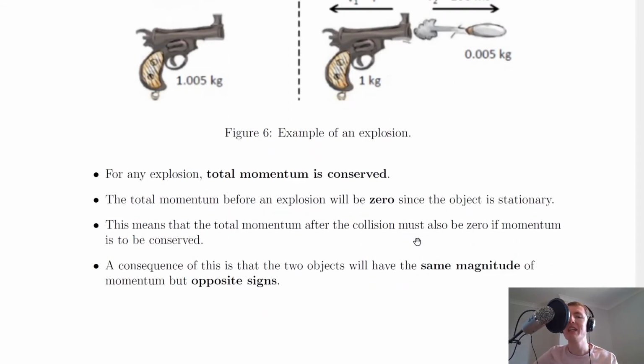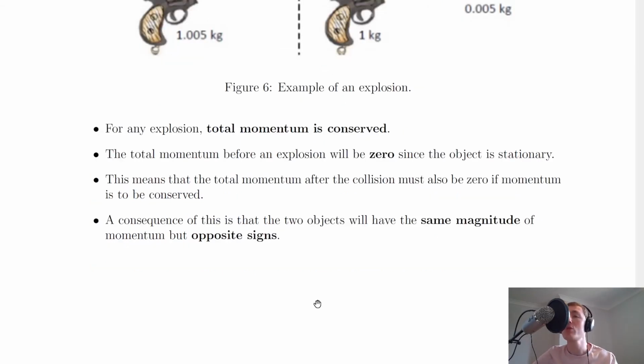It then says that for any explosion, total momentum is conserved. So just like for elastic and inelastic collisions, the momentum before the interaction must equal the momentum after the interaction. It's also important to realise that the total momentum before an explosion will be 0 since the object is stationary. If we're saying that it's always going to be two objects stuck together to begin with and they're not going to be moving, then the total momentum to begin with must be 0. And this means that the total momentum after the collision must also be 0 if momentum is to be conserved. Because remember we said that total momentum is conserved. So the total momentum before is 0 and the total momentum after has to be 0 as well.